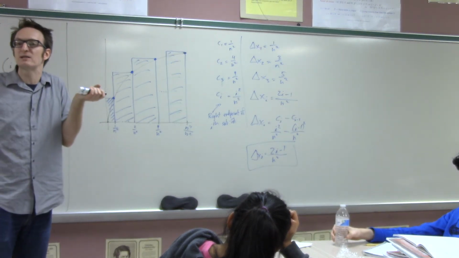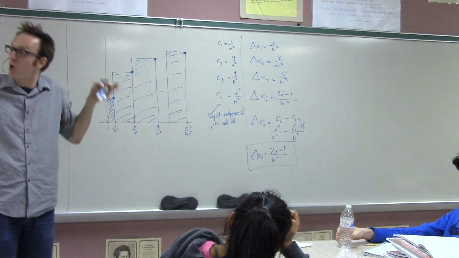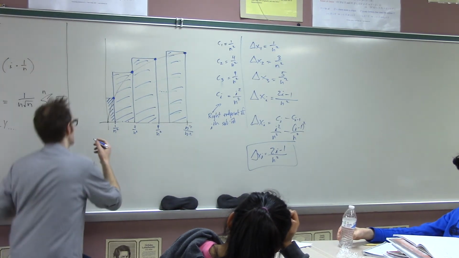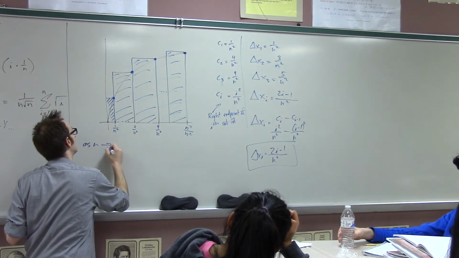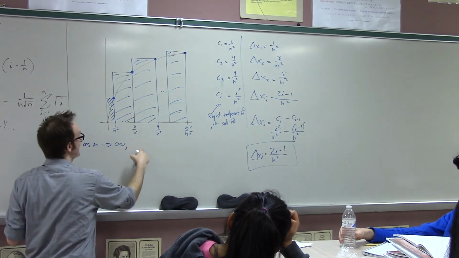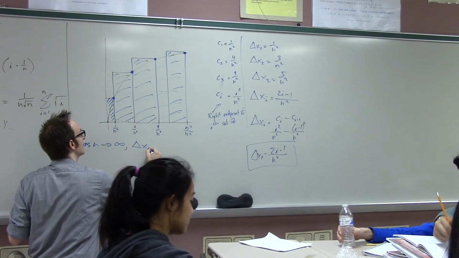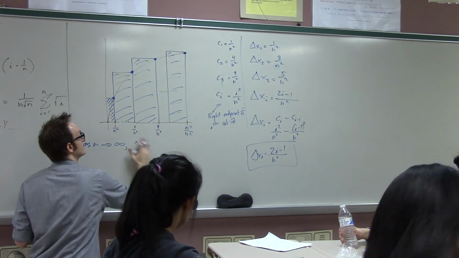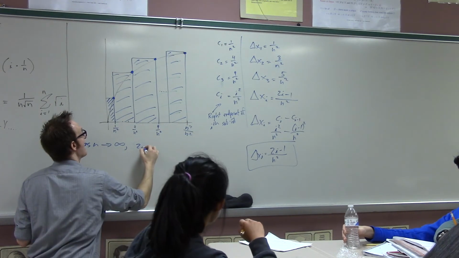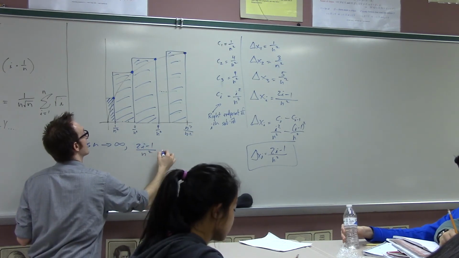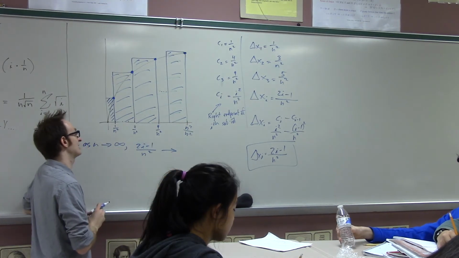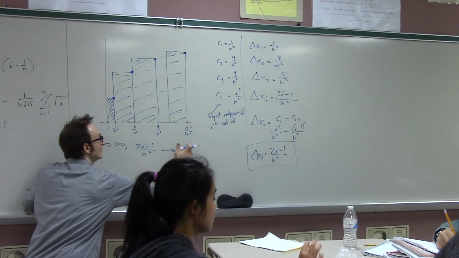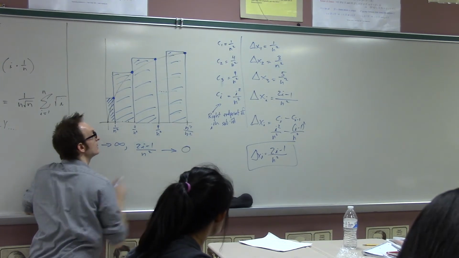So maybe the fact that they're of all different widths doesn't matter because they're all getting small. And in fact, I can make that concept precise, right? As n goes to infinity, what is happening to delta x sub i? What is delta x sub i? It's this, 2i minus 1 over n squared. What happens to 2i minus 1 over n squared as n goes to infinity? It goes to 0.